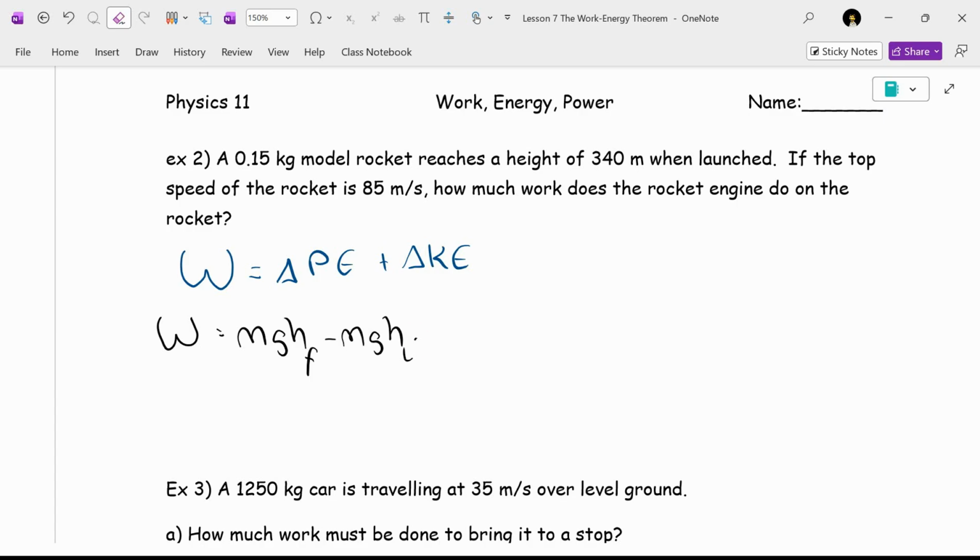There's, Emily, the final minus initial for the delta PE, plus a half mv final squared minus a half mv initial squared. And you'll notice, Violet, the m's don't cancel. There's no m in work.